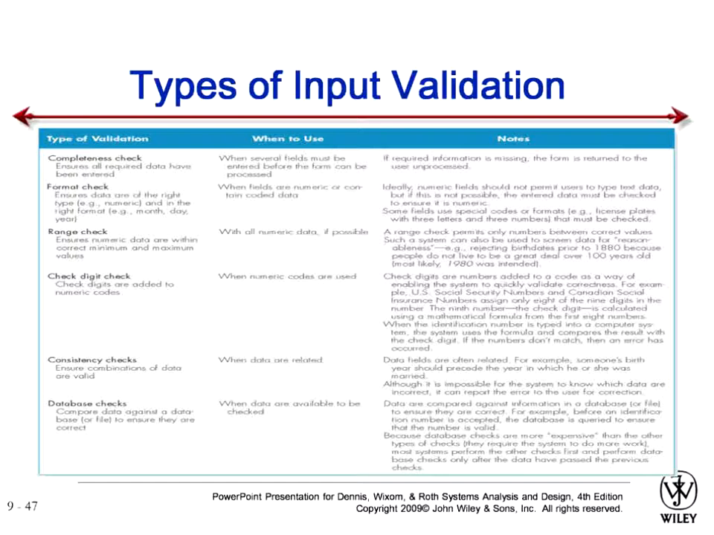The completeness check is used when several fields must be entered before the form can be processed. So if the user has left one input blank or skipped one input and you want all inputs to be entered, you can perform a completeness check and tell the user, please enter valid data for this input. The format check is when fields are numeric or contain coded data. So you can combine different types of validations as well, and use them to validate the input data.